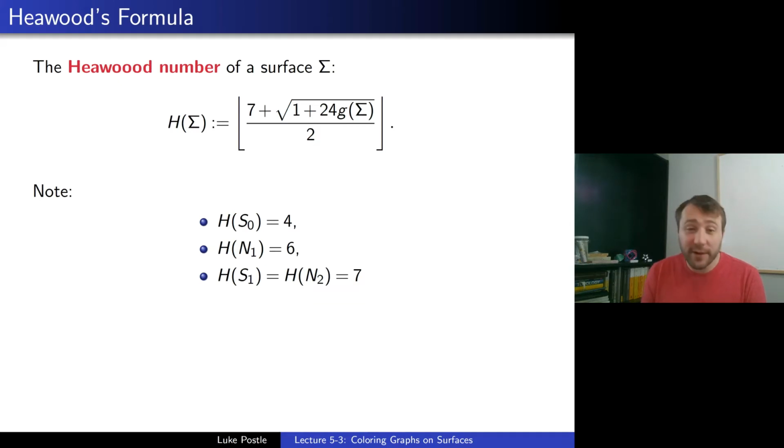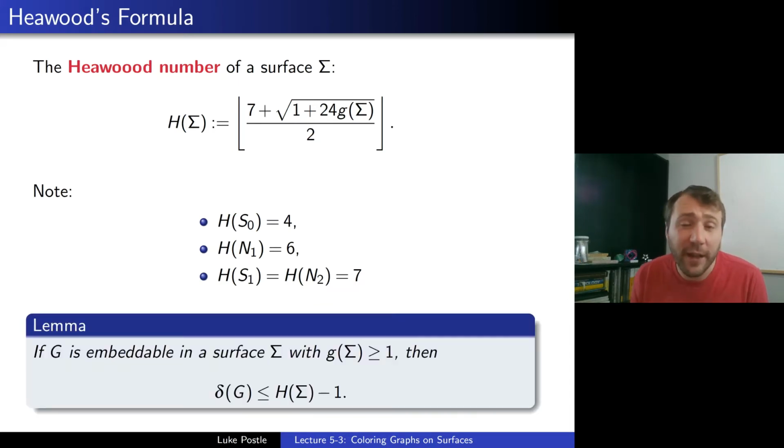When you're the torus, that's S_1, or N_2, the Klein bottle, the genus is 2 there, so you get (7 plus the square root of 49, which is 7) over 2, which is 7. And so you get these values, and then the numbers get more weird and they're not always integers, but at least the first few are nice. So I'm just mentioning what the answer is for small genus surfaces.